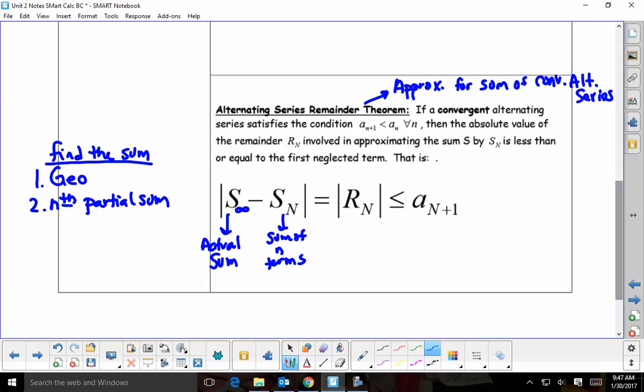Do you agree with that? How close we were. Could I flip-flop it since I'm taking the absolute value? So this is the error, how close we were off. The error could also be the remainder of the n terms, what I have left to add on. And this is the really cool part. The error is going to be less than or equal to the first omitted term.